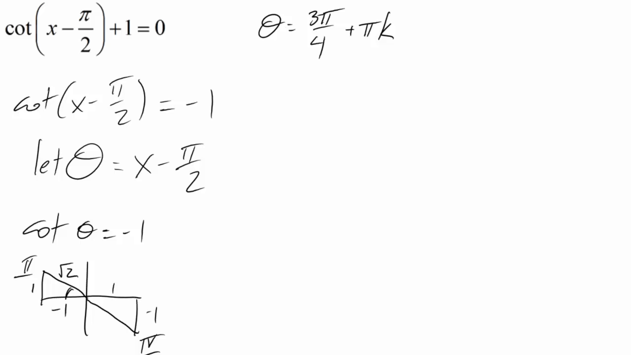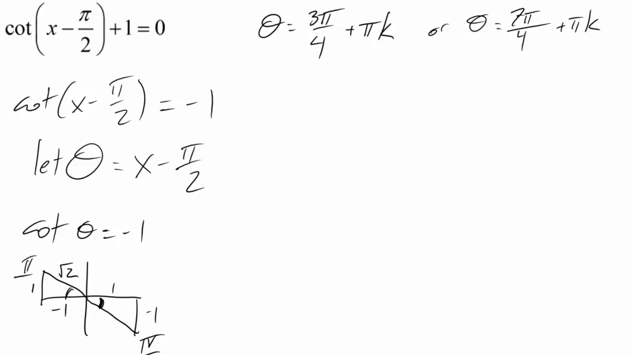So next up is our quadrant 4 angle here. Reference angle will still be pi over 4, so that's going to give us an option of theta to equal 7 pi over 4, and again plus that pi k, which is fine. Unfortunately, we've solved this equation for theta, not for x, which was our goal.